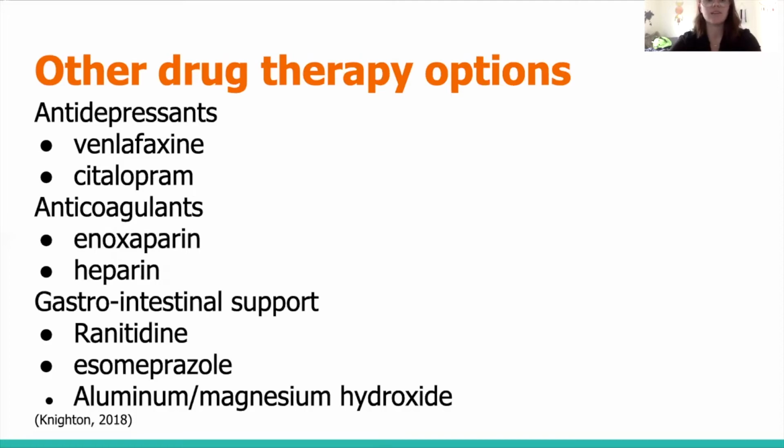Lastly, there's the gastrointestinal support. There are two mechanisms of action for these supports. Ranitidine and esomeprazole decrease the acid in the stomach as well as lower the risk of the patient developing a Curling's ulcer. And then aluminum and magnesium hydroxide works to neutralize the stomach acid. So both of these supports are working with the stomach acid to make it less acidic for the patient.